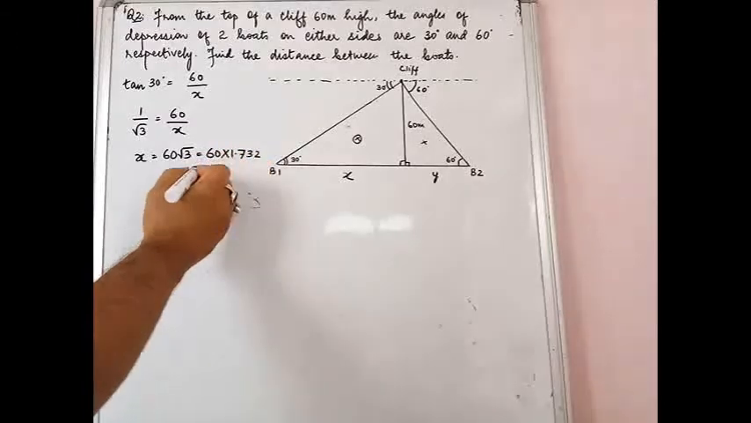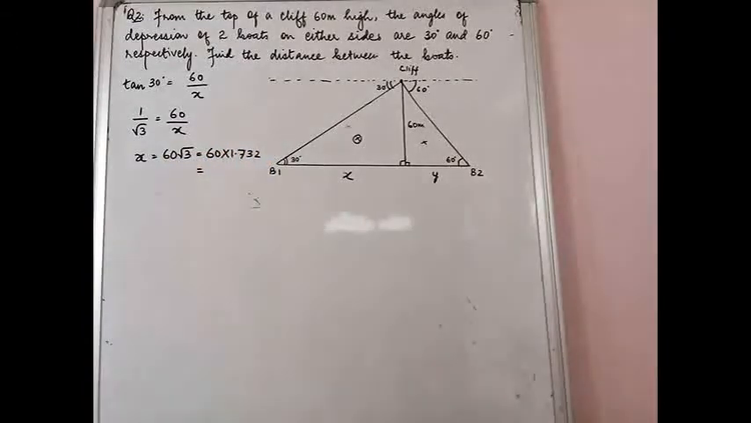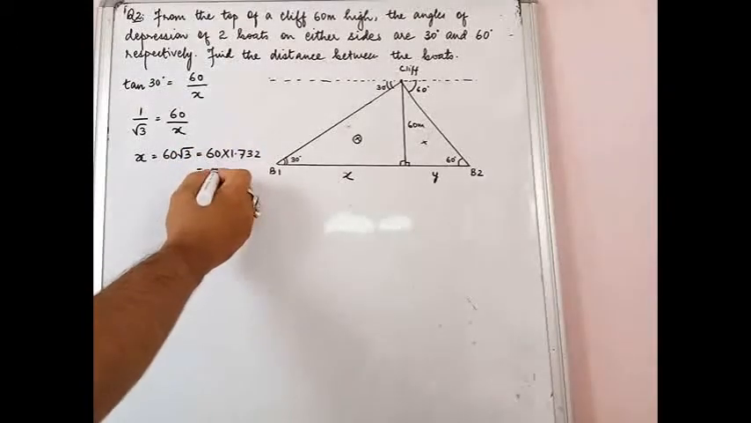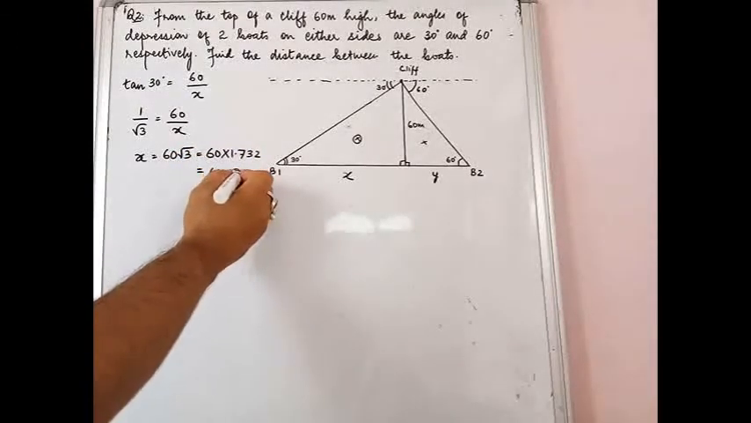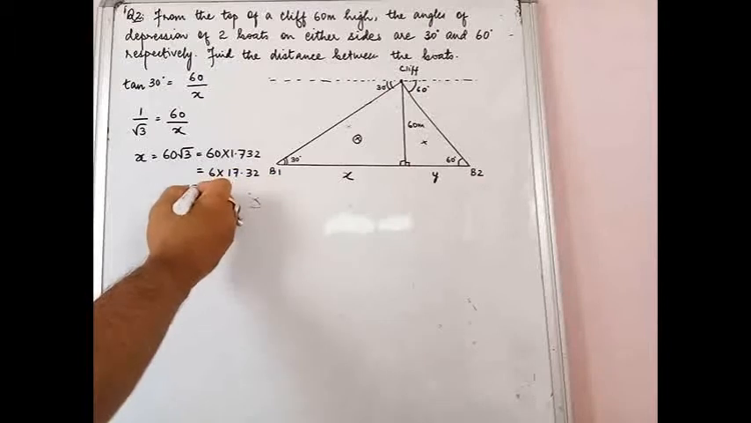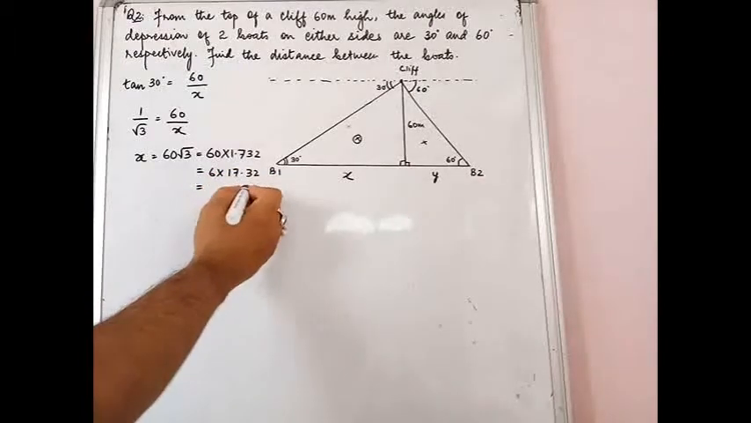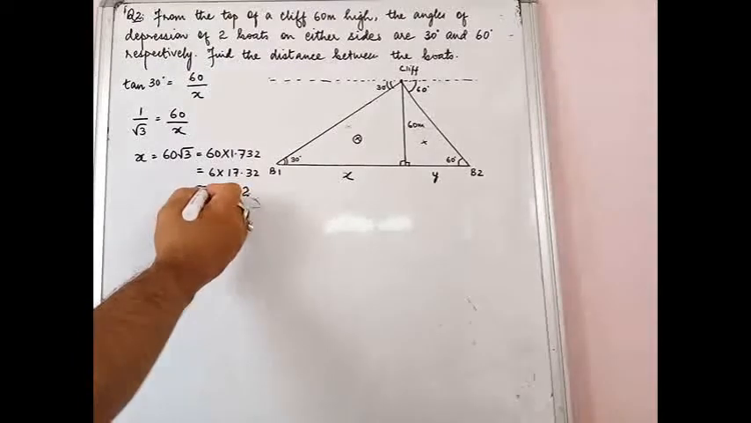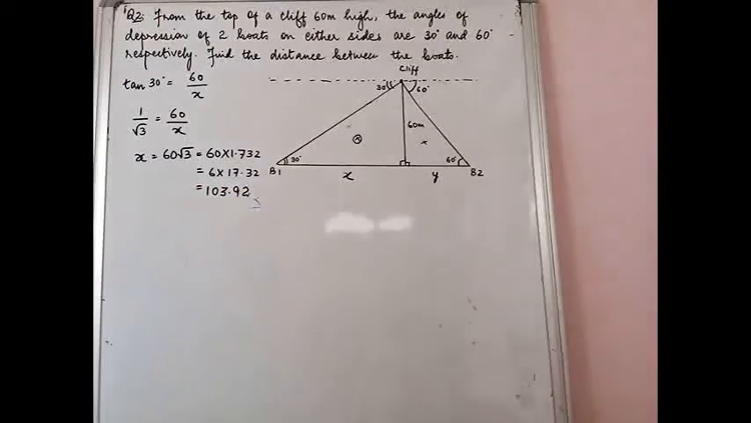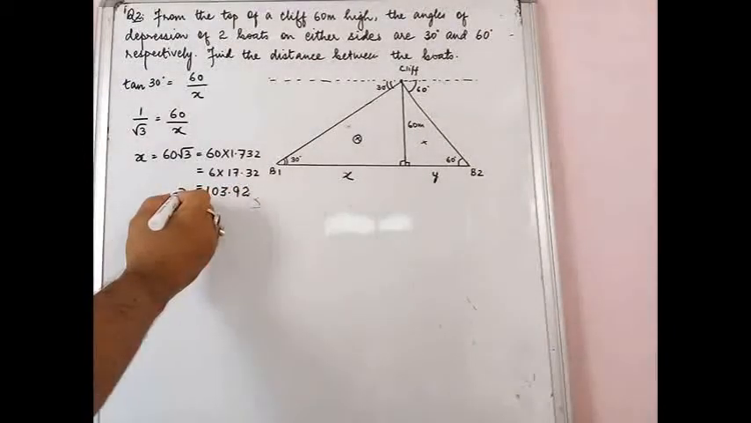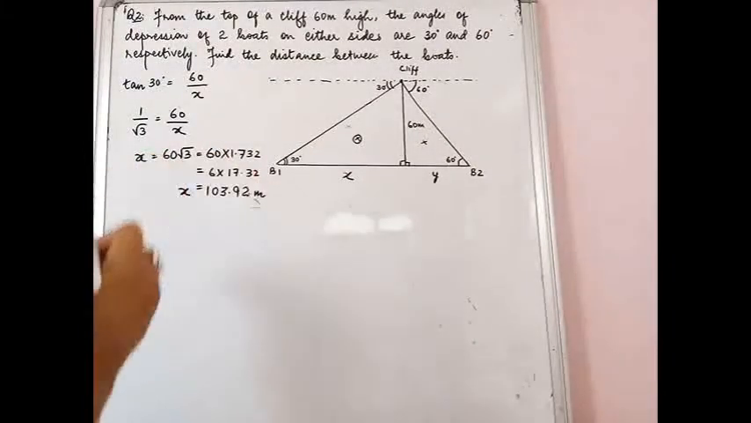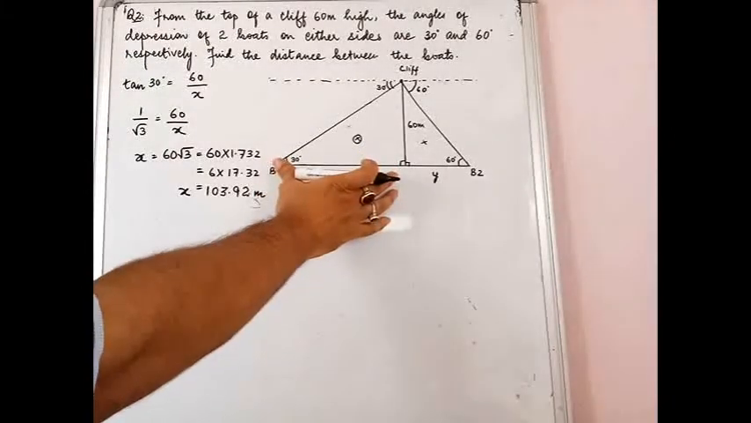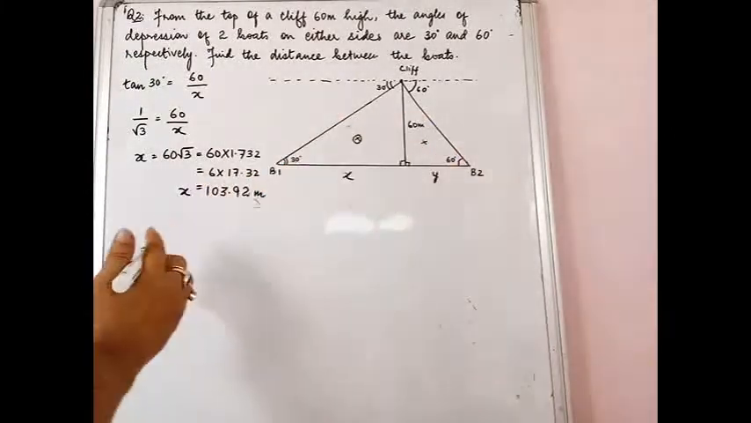1.732. So once you multiply, it will come out to be 6 into 17.32. This comes out to be 6 2s are 12, 6 3s are 18, 19, 1, 6 7s are 42, 43, 4, 6 1s are 6 and 4 is 10. 103.92 meters is what x is. Similarly, now we will find out y.